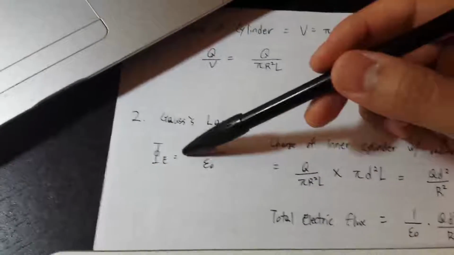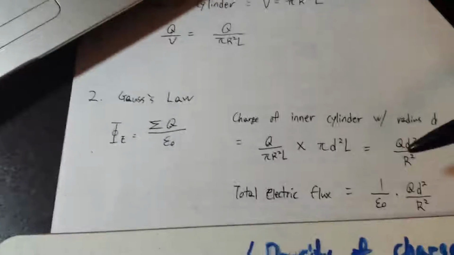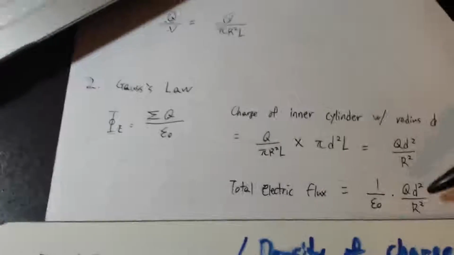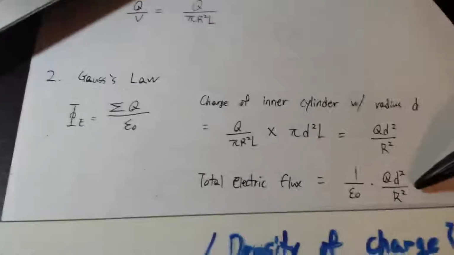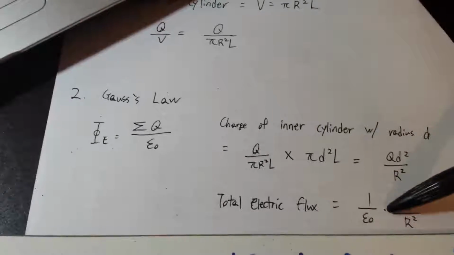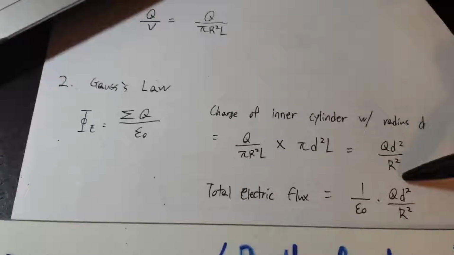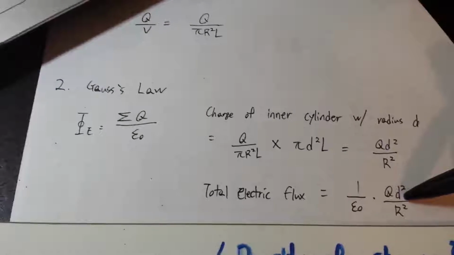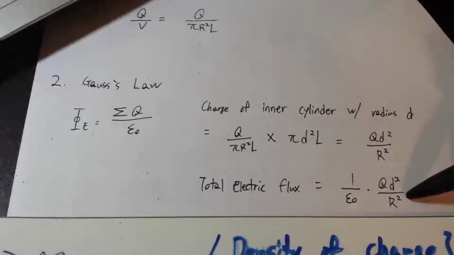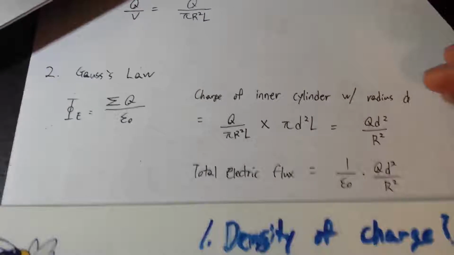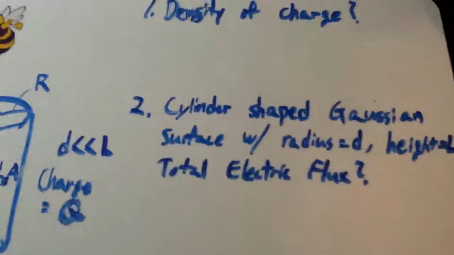To get the total electric flux, we simply divide the total charge by epsilon naught. So Q times d squared over epsilon naught times r squared is the answer for this second problem.